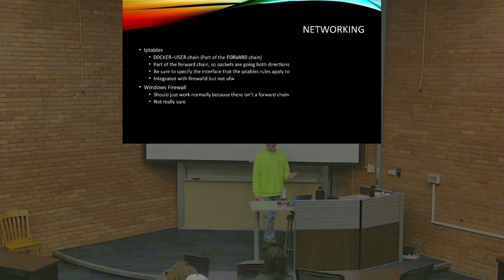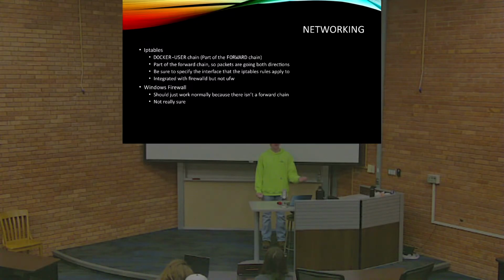The other fun thing about the forward chain is that Docker user is still technically part of the forward chain. The forward chain doesn't guarantee packets are going in a specific direction. Like input, the packets are coming towards me. Output, they're coming away from me. Forward, they're going both ways. So you have to specify which interface your rules are actually operating on.